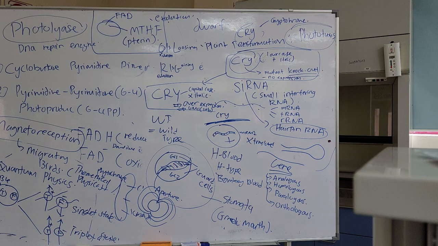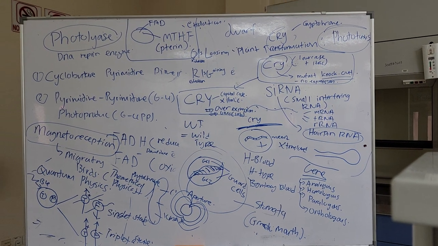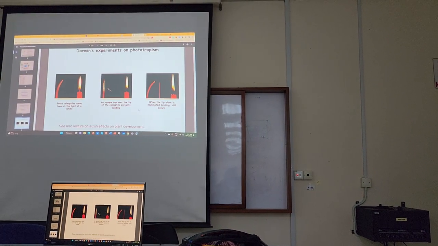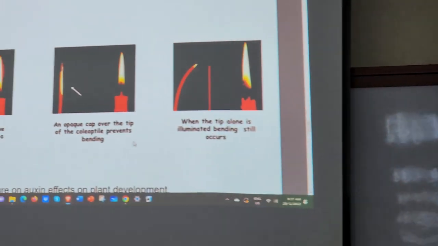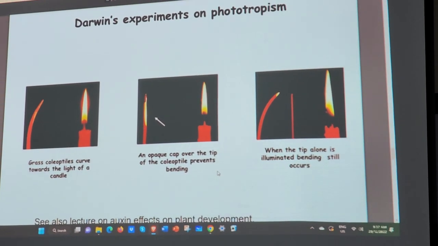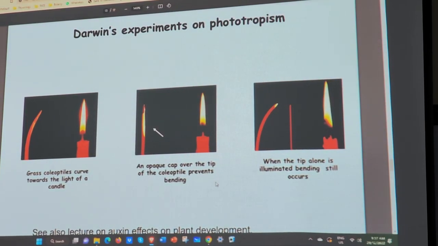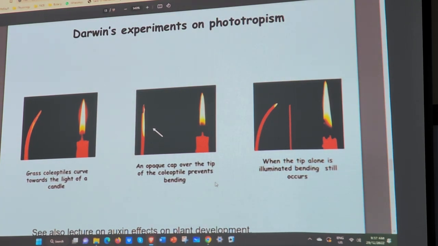All right, let's look at this. Oh yeah, this is a very classic experiment. You should know this. If you do not know this, go back to standard one. Darwin's experiment. I think you learned this when you learned about auxin, right? Yeah, auxin alone is not enough. So it's also due to the phototropin sensing, okay? Auxin plus phototropin.